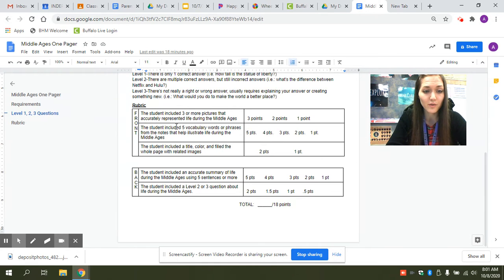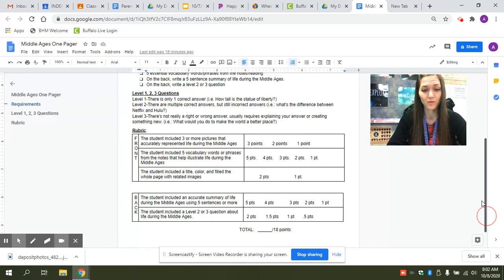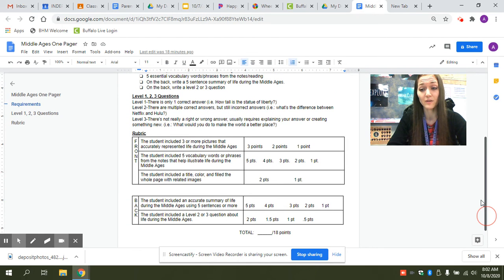All right, and if you check the rubric, on the front, most of your points are going to be from the vocab words and phrases from the notes that helped illustrate life in the Middle Ages. On the back, most of your points are going to be from that summary about what life was like in the Middle Ages. So make sure you pay particularly close attention to those 2. All right, and this is going to be out of 18 points. Remember to double check that rubric before you turn it in so you know you have everything that you need for an A. If you have any questions, be sure to ask.